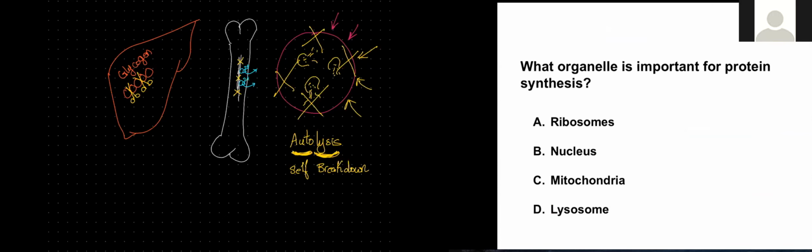All right, so our second question for today's in-class activity is what organelle is important for protein synthesis? Which one is going to be producing proteins? Ribosomes, the nucleus, mitochondria, or lysosomes? Which one is going to be responsible for the production of proteins inside the cell? Let's see a few answers. Yes, here we go. Ribosomes. Can you remind me how many types of ribosomes we have? Two, either free ribosomes or membrane-bound ribosomes.